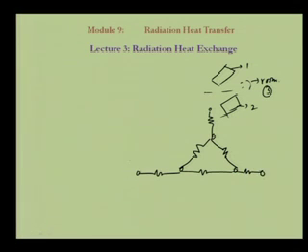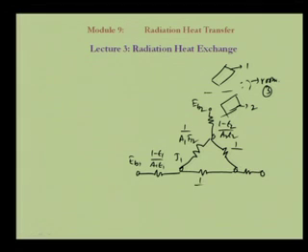so it is Eb1, (1 − ε1)/(A1 ε1). This is J1, this is 1/(A1 F12), and this is Eb2, this is (1 − ε2)/(A2 ε2), and this is 1/(A1 F13), and this is J3, this is J2, and this is (1 − ε3)/(A3 ε3), and this is Eb3. So, this is the diagram. Already we have drawn it several times.